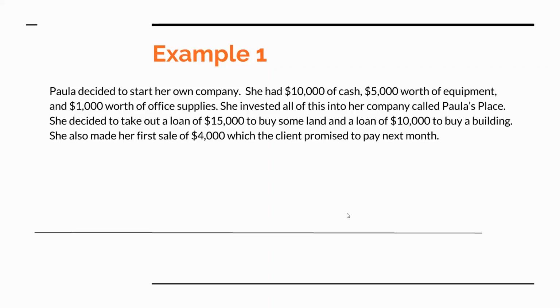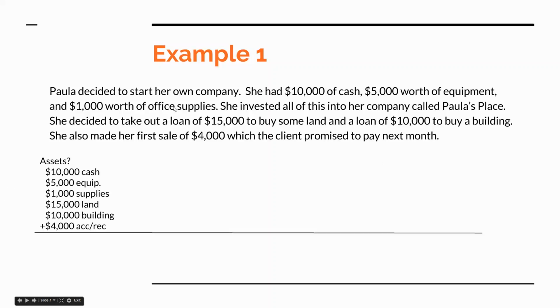Alright, when I'm looking at an accounting equation video, I decide to always look at assets first. So what does Paula have that's an asset? Well, we know that assets are cash, equipment, supplies, land, buildings, and accounts receivable. And it looks like she has all of these things. She has $10,000 of cash, $5,000 of equipment, $1,000 worth of supplies, a $15,000 land investment, a $10,000 building investment, and she has an accounts receivable of $4,000.